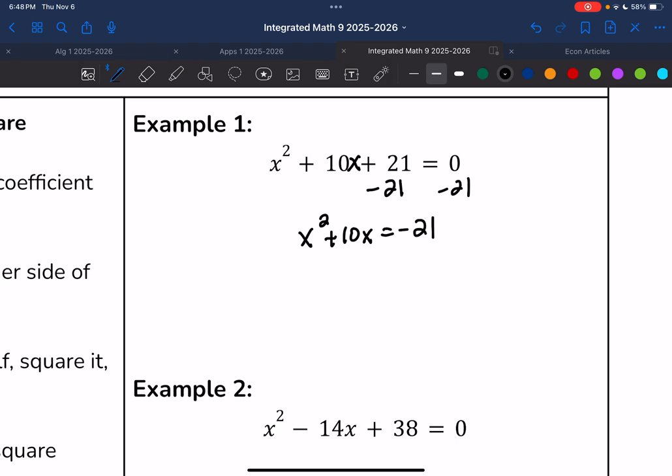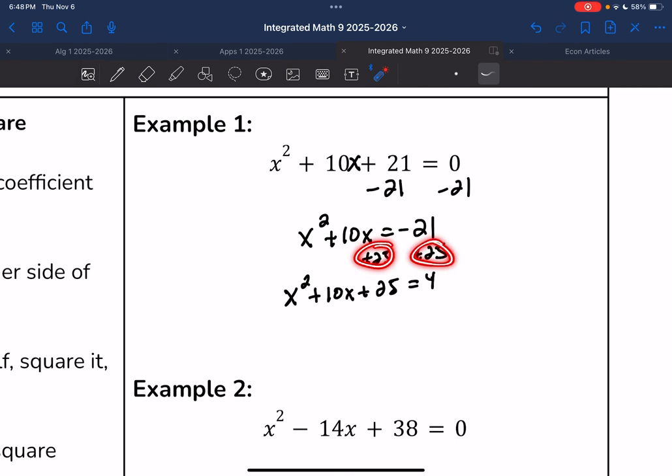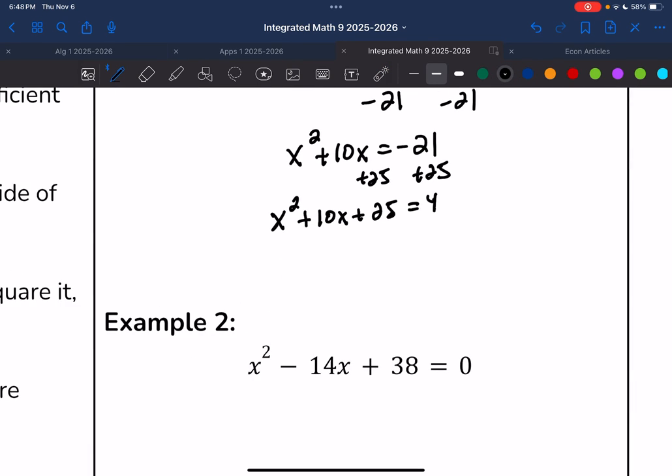And now this is kind of where the magic happens. What I'm going to do next is I'm going to add 25 to both sides. Add 25 there, add 25 there. We get x squared plus 10x plus 25 is equal to 4. And well, you might be asking, where did this 25 come from? Why did I just pick this random number and add it to both sides? Well, the reason why is because if you notice here, we have x squared plus 10x plus 25. Well, that's a perfect square trinomial, right? We can factor that to be x plus 5 squared is equal to 4.